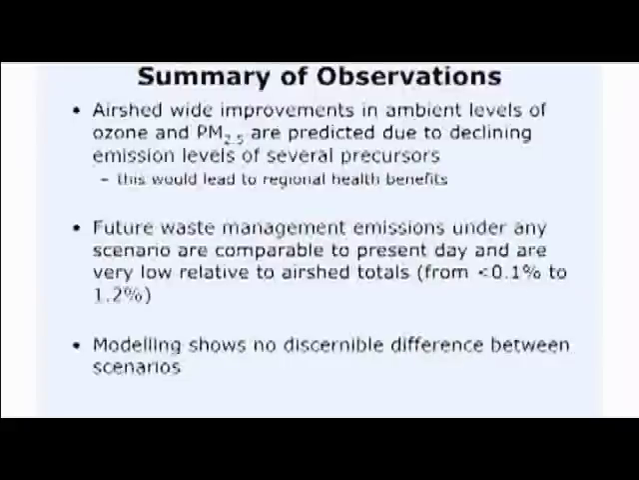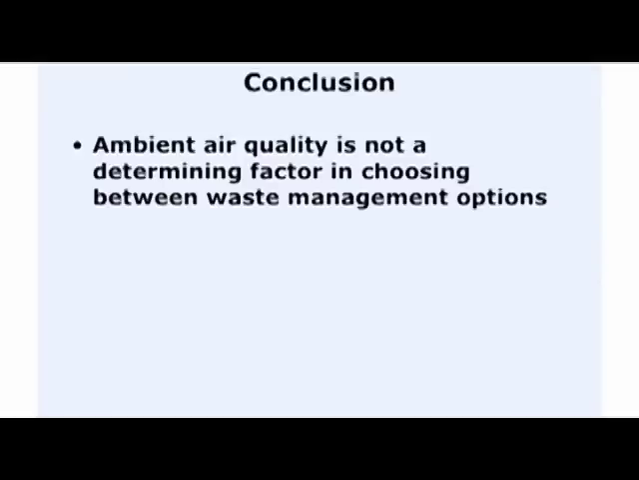So to summarize the observations, airshed-wide improvements in ambient levels of ozone and PM 2.5 are predicted. This is due to declining emission levels of several of the precursor emissions. This would lead to regional health benefits. Future waste management emissions under any scenario are comparable to present day and are very low relative to airshed totals, ranging from, as we showed earlier, less than 0.1% to about 1.2%. And the modeling shows no discernible difference between the scenarios. So the conclusion here is that ambient air quality is not a determining factor in choosing between waste management options.